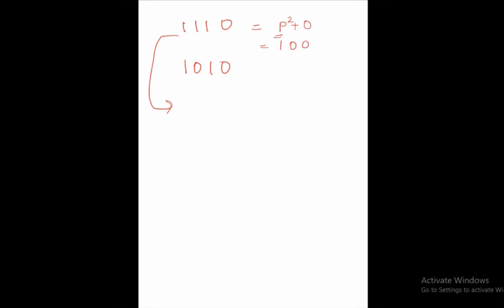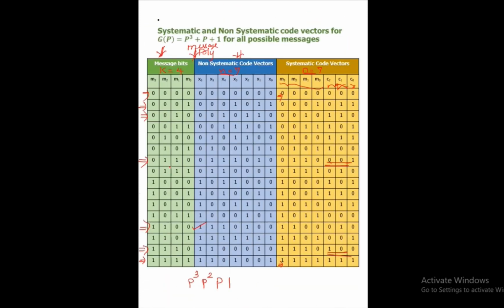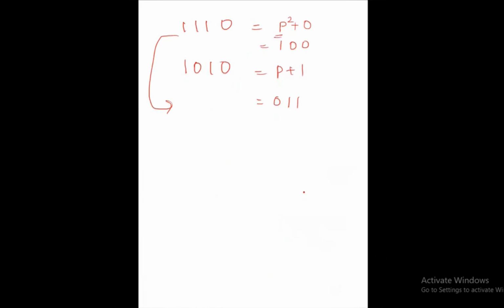P plus 1. So for P plus 1, the answer is 0, 1, 1. For 1, 0, 1, 0, it is 0, 1, 1. Good. Your answer is correct. So now you understood how to do both systematic and non-systematic.